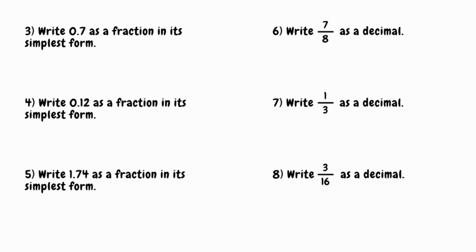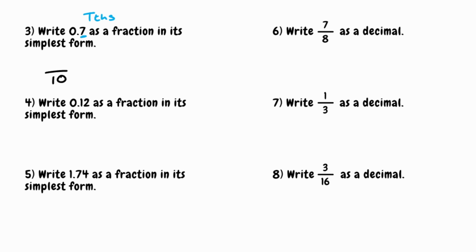Okay, so for this first question, we want to write 0.7 as a fraction in its simplest form. So the first thing we're going to do is look at the place value for the final digit. Well, we can see that this 7 is in the tenths column. So because it's in the tenths column, I can write this as a fraction over 10.